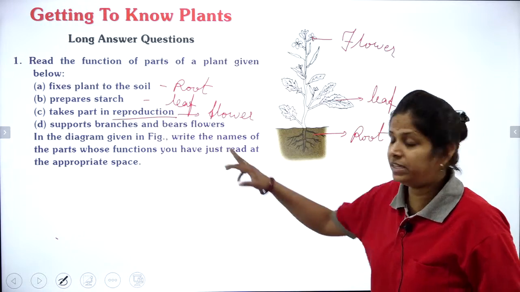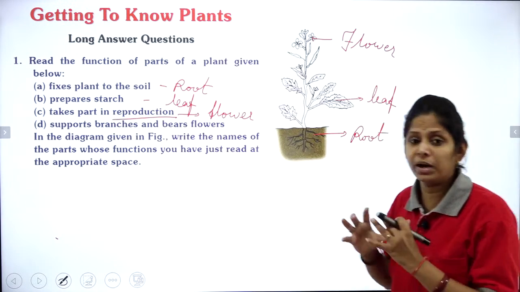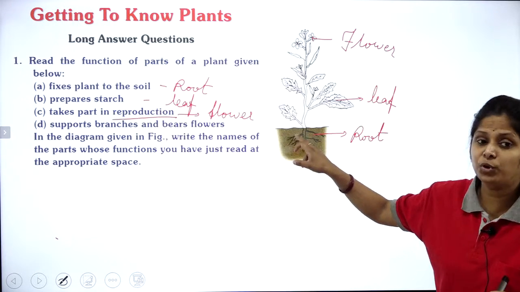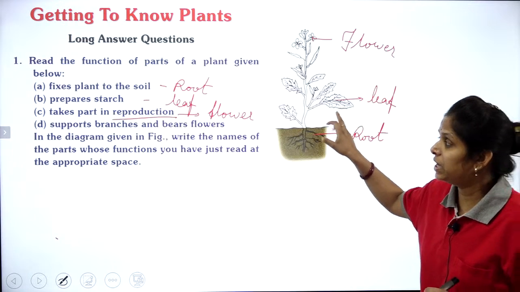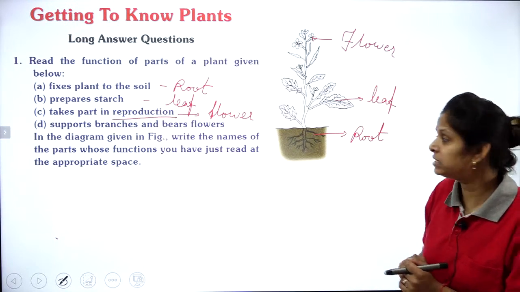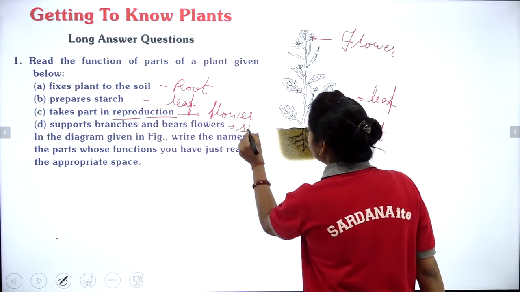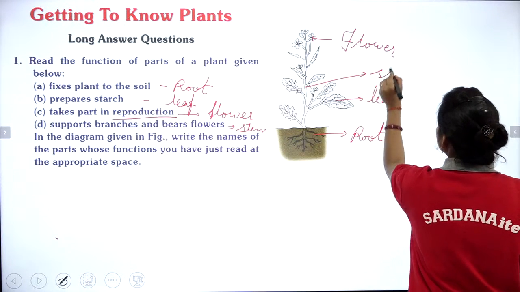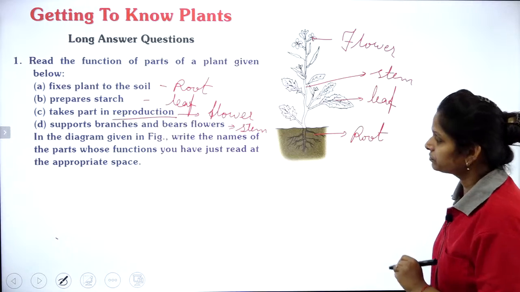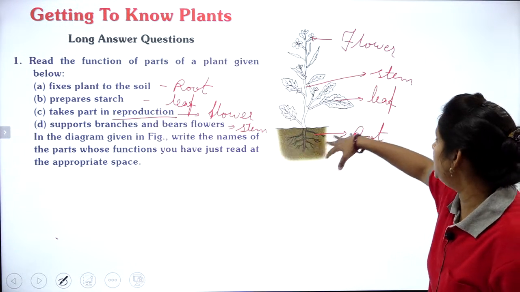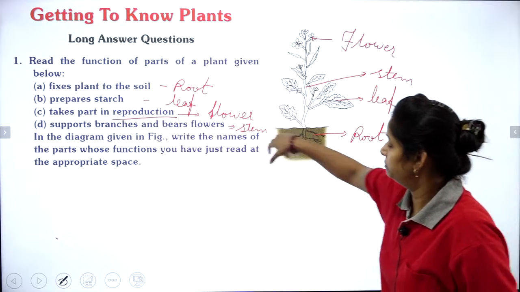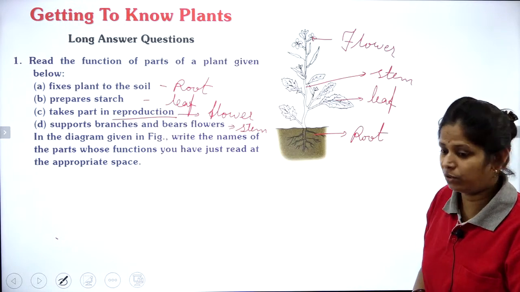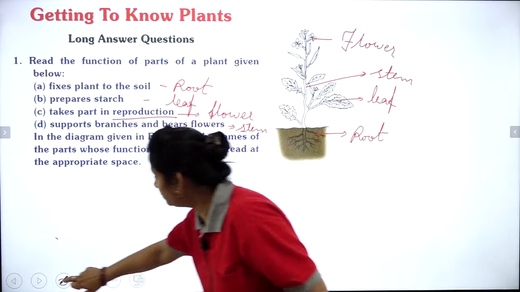Then after, option D is there, supports branches and bears flower. What is this? Already I have told you about this one. Stem supports branches and bears flower. So for this, you have to write down here stem, and we will label here also stem. Now you can see here A, B, C, D, the plant is labeled, and I have given you answers also. So in this way you have to explain this question. Okay. Now we'll see the next question.